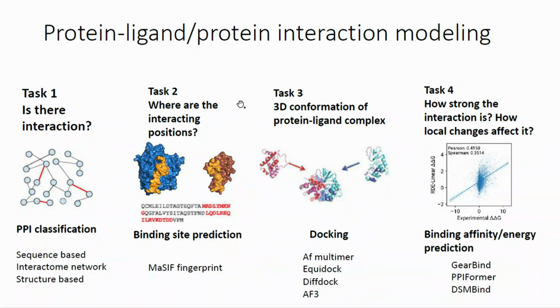So as an immediate next step, I think tasks 3 and 4 can be considered at the same level of difficulty, but I would usually mention task 3 first because it's a very immediate step following task 2. Instead of just knowing where the interaction happens, I also want to precisely know where they are when they interact and form a complex. So this is the 3D conformation prediction of a bound protein complex or protein-ligand complex in their bound state. And this is what people usually call docking.